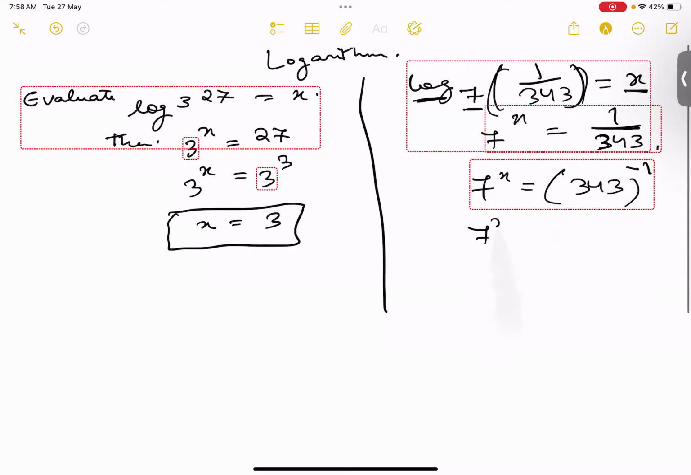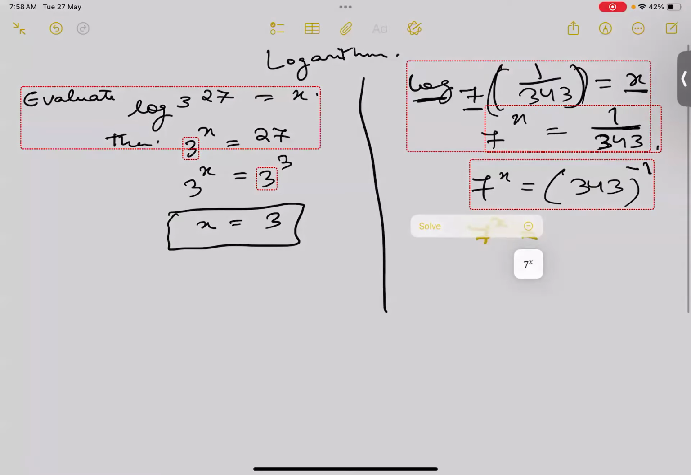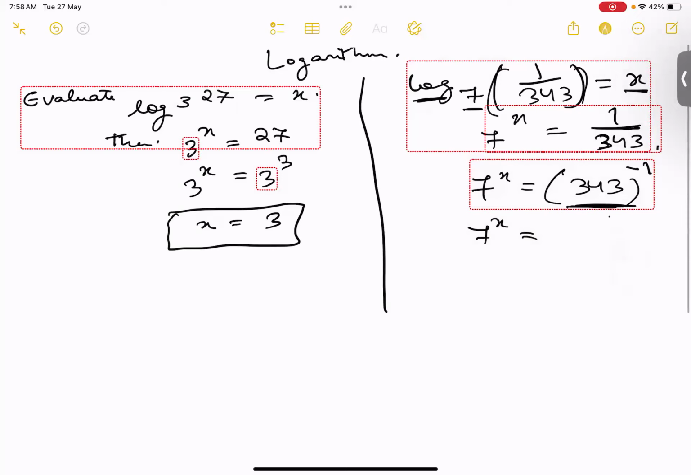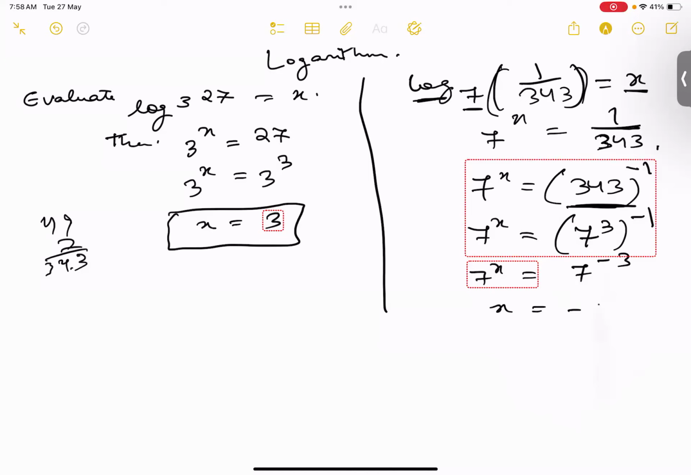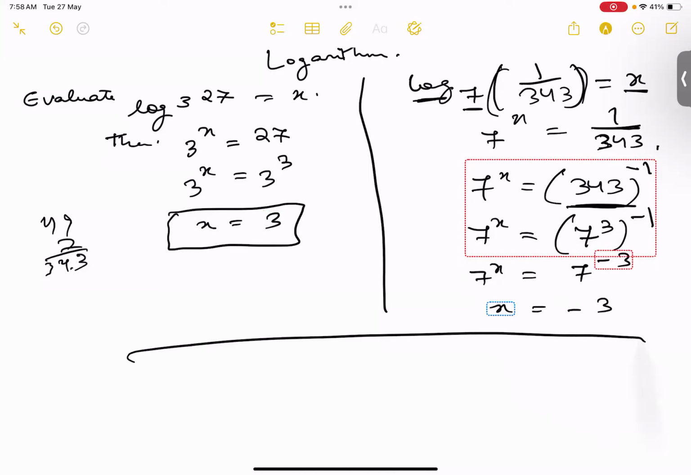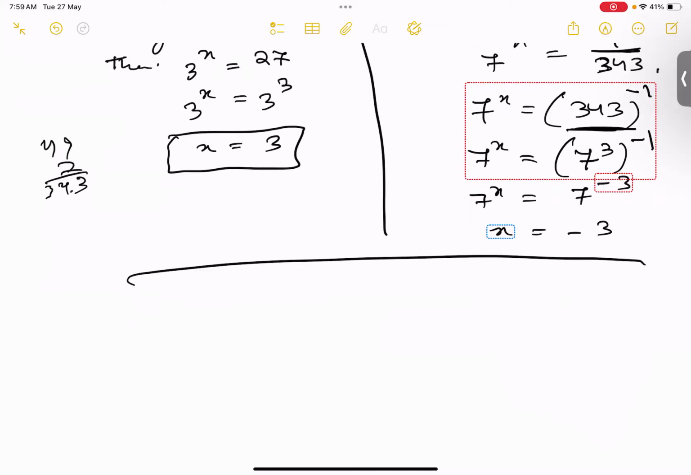Now 7 to the power x is equal to 343 to the power minus 1. Try to factorize this: 7 into 7 is 49, 49 into 7 is 343. So we know that 343 is 7 to the power 3, all to the power minus 1, which means 7 to the power x is equal to 7 to the power minus 3. So x becomes minus 3. Okay, kindly try to find this solution: log base 100 of 0.01. Try to find the value of this.